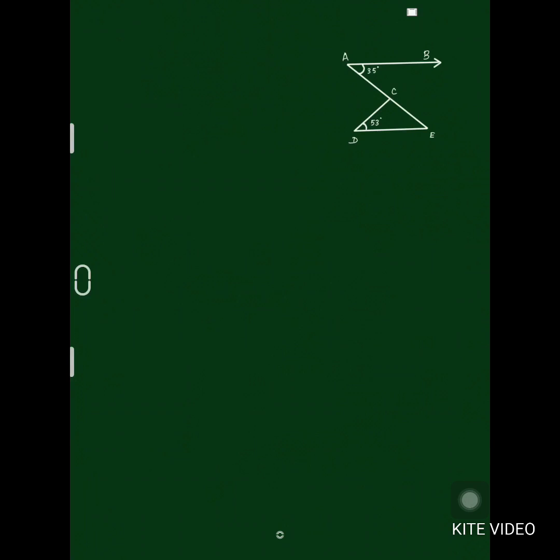Let me move on to the third sum. Here it is given AB is parallel to DE. What is given? AB is parallel to DE, and angle BAC is given 35 degree, and angle CDE is given 53 degree. We have to find angle DCE.